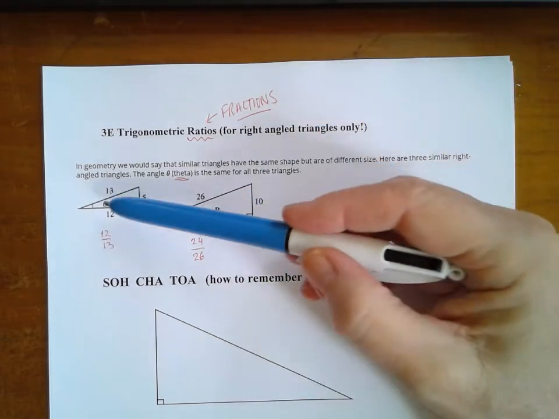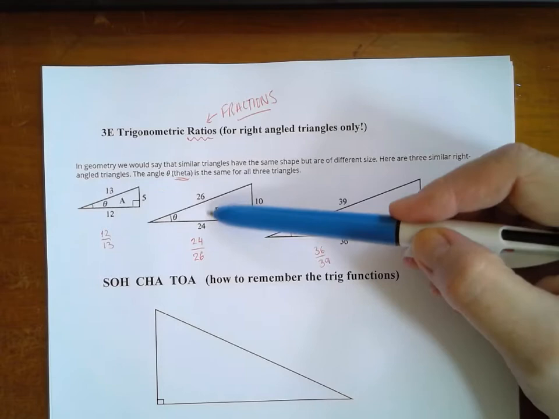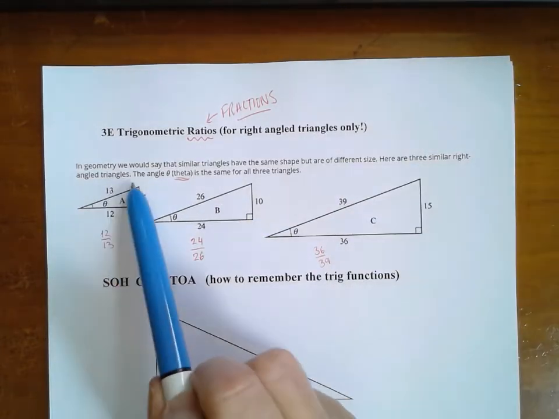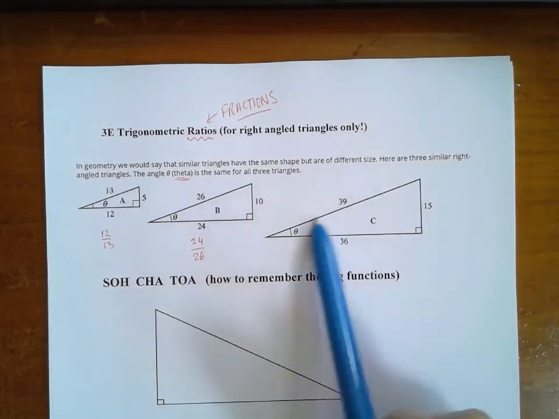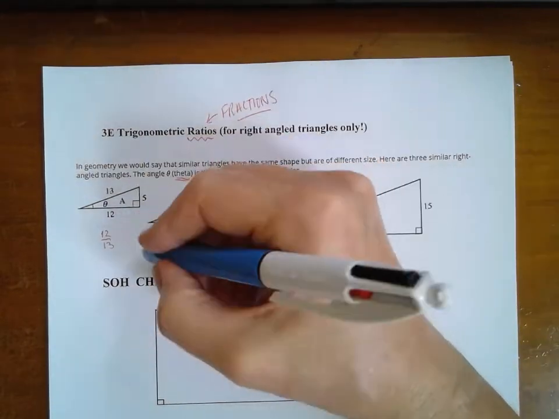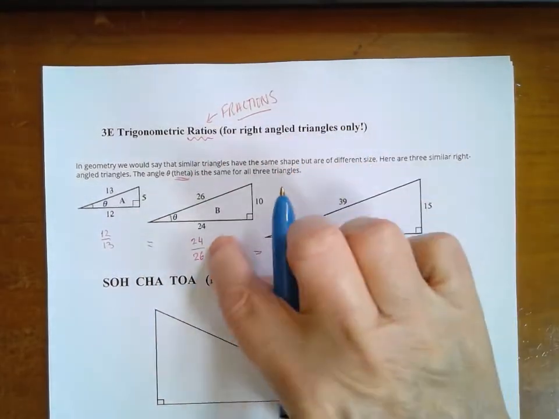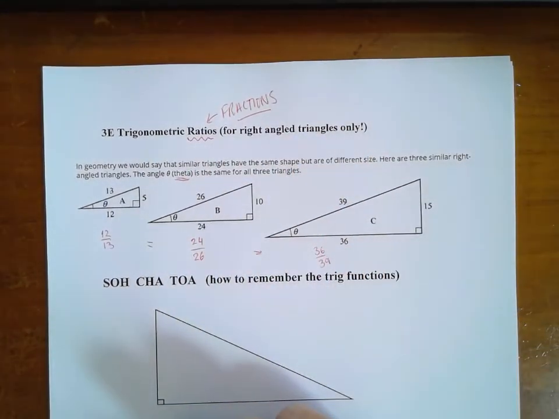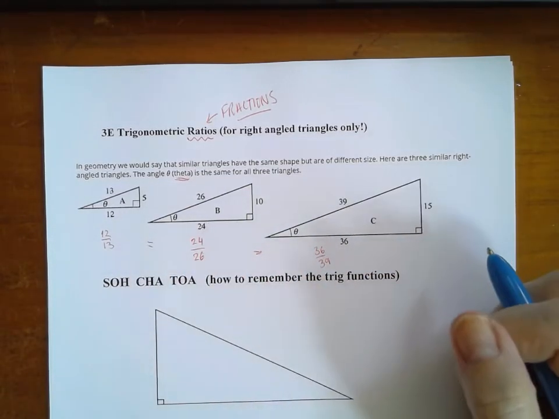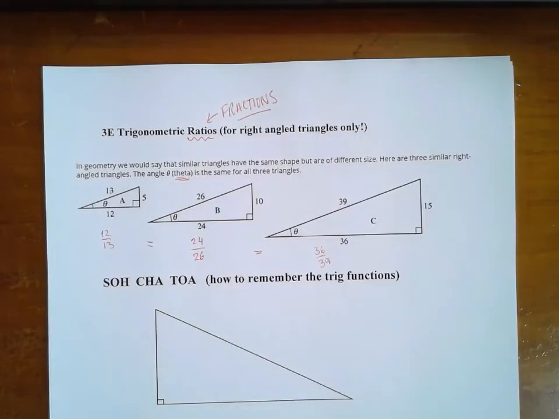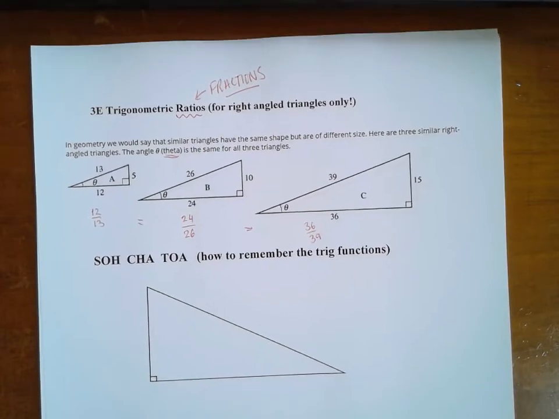So if these triangles have sides that match up, in other words, the two sides that make this angle, and they have the same ratio, in other words, when I simplify these ratios, are they all the same? Are they all 12 over 13? Then we say these triangles are similar. And so this has a lot to do with trigonometry.